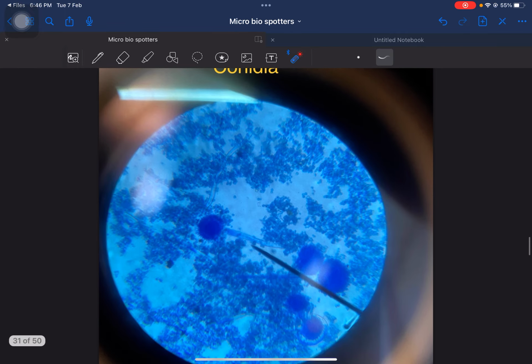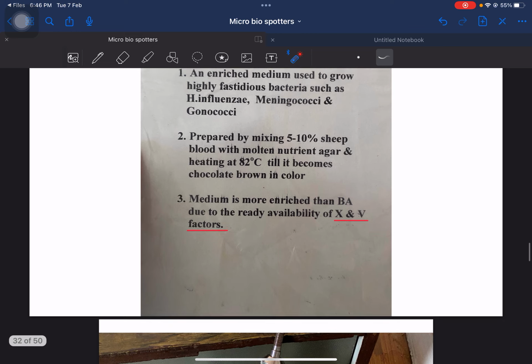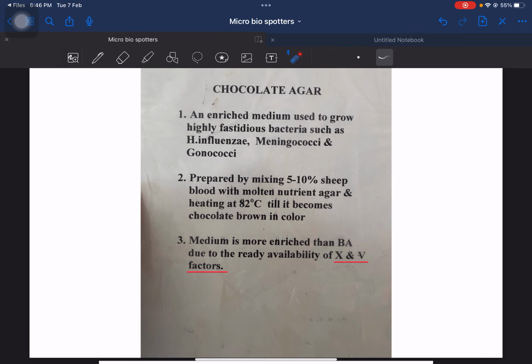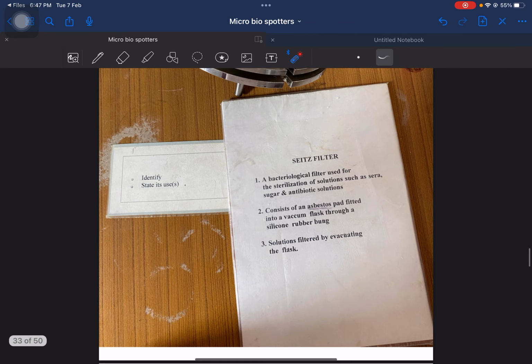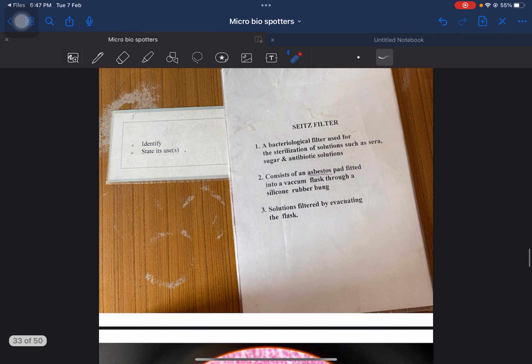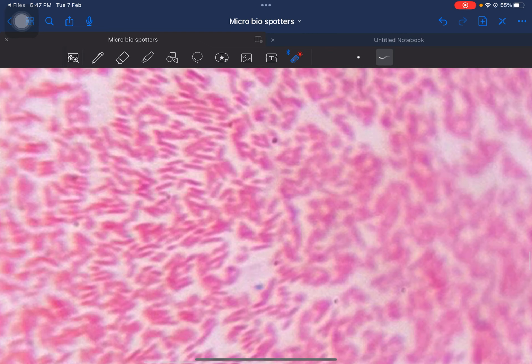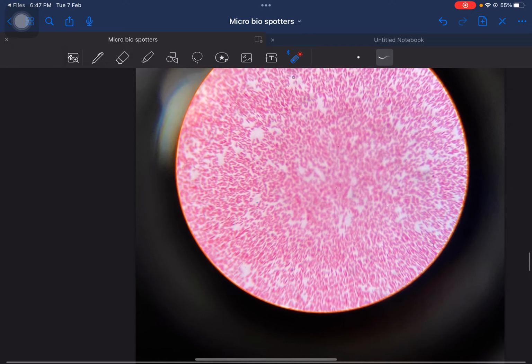Yes, this is Conidia. Chocolate agar is chocolate in color, brownish, so you can identify it through that. This is the CH filter. Know the use: sterilization of solutions such as sera, sugar, and antibiotic solutions. This is gram positive and gram negative bacilli. See the shape and the color.